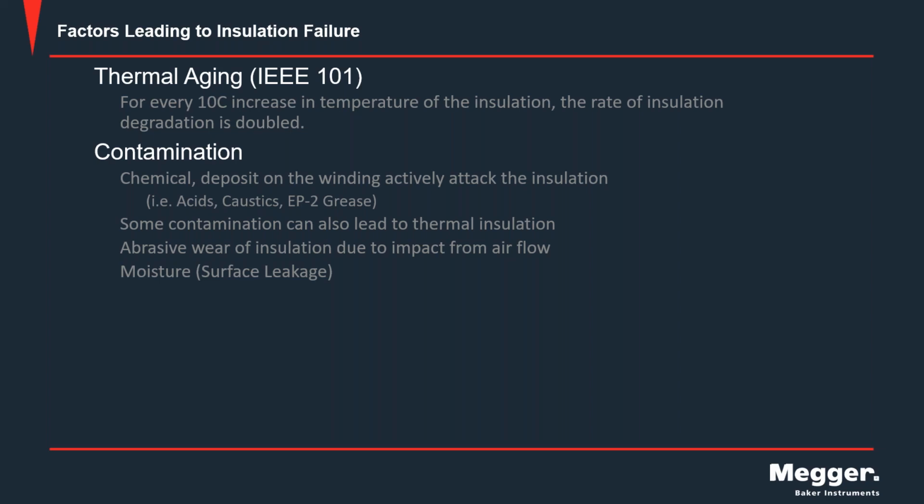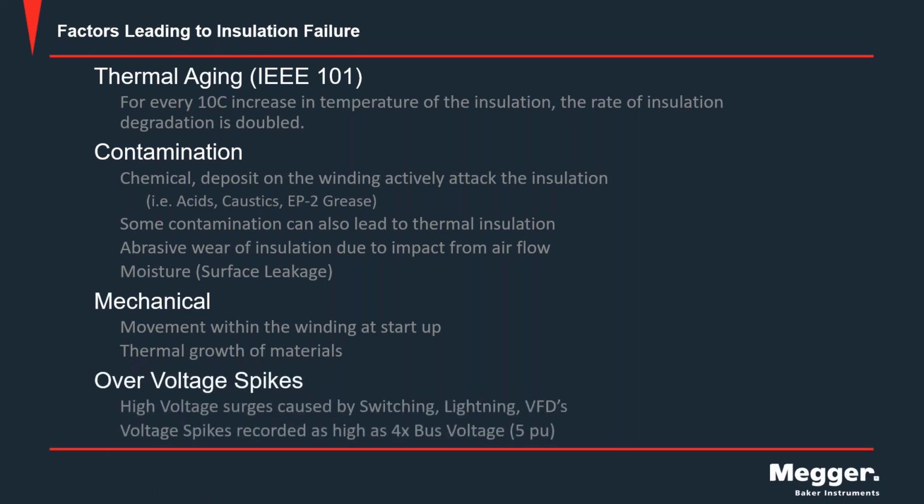And moisture. Moisture is a big issue, and we'll talk a lot about moisture when we talk about the DC tests. Mechanical: we get movement within the windings at startup. We get the thermal growth of materials as the motor heats up very rapidly. Copper expands at a different rate than the iron core or the insulation. Over voltage spikes: high voltage surges caused by lightning, switching, VFDs. These voltage spikes have been recorded as high as 4 times bus voltage.